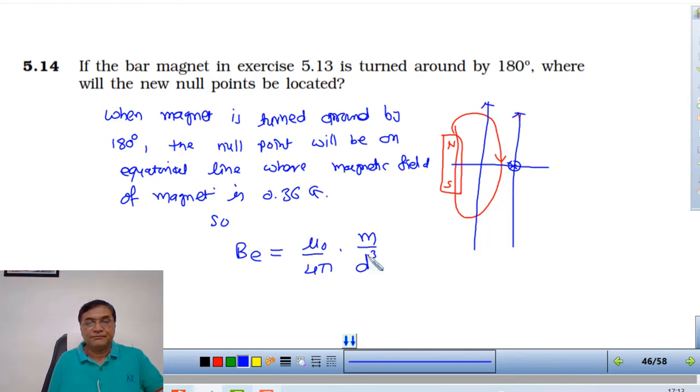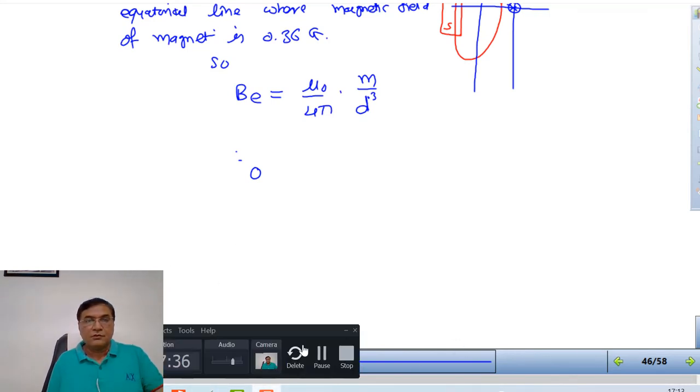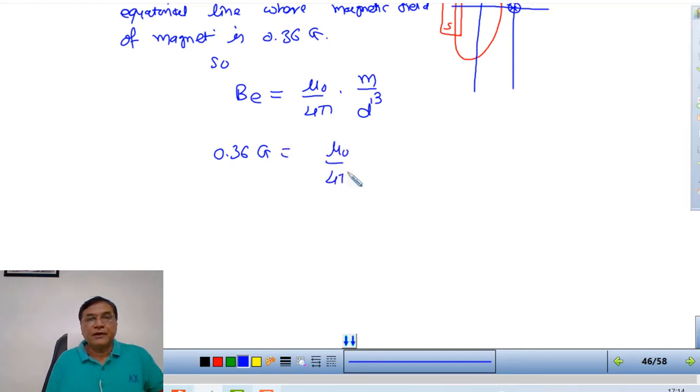I take d prime. So we get 0.36 in terms of Gauss is equal to mu 0 upon 4 pi, m upon d prime cube. But the same field where we are getting mu 0 upon 4 pi, 2m upon d cube. Here m upon d prime cube, here 2m upon d cube. So this cancels.